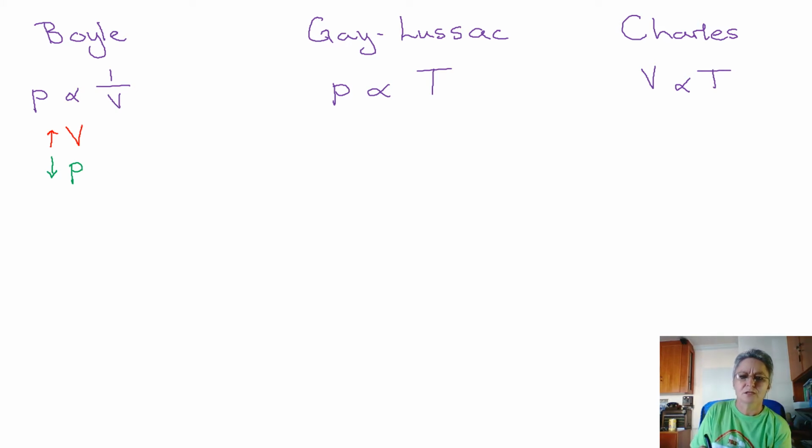With Gay-Lussac, if you increase the temperature, you make the gas hotter, then the particles will move more vigorously, they will collide more often, so the pressure exerted by the gas will increase. With Charles, if you increase the temperature and you allow this gas to expand, then the volume of the gas will also increase. Now I want to take you to the graphs.